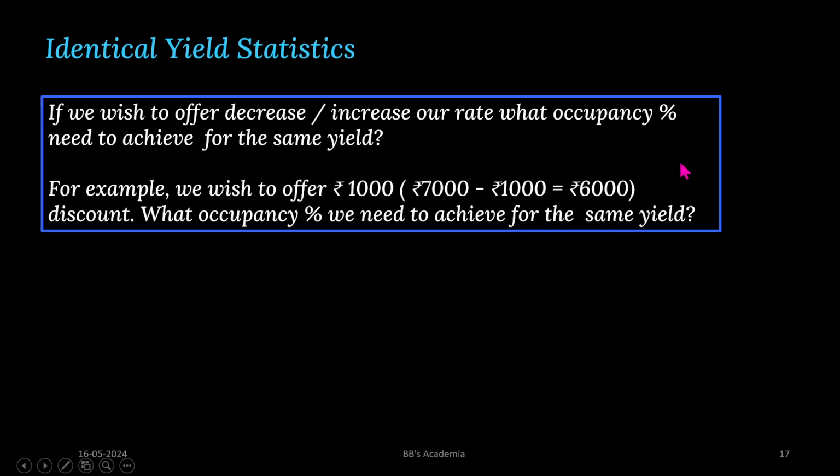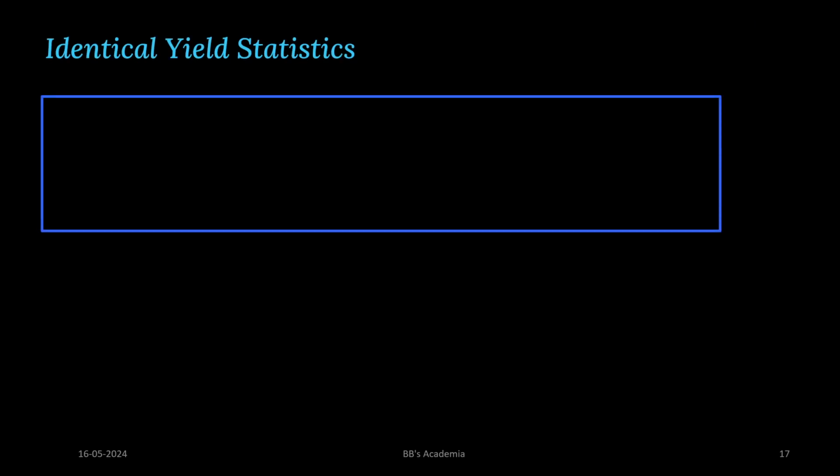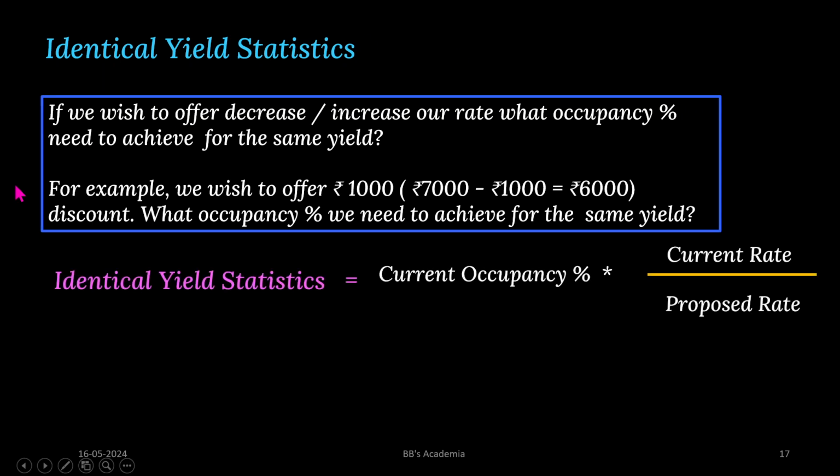You got the situation now. Our previous yield was what? Remember this, 57%. Now we are giving another situation. For example, we wish to offer 1,000 rupees discount. What occupancy percentage do you need to achieve for the same yield? So what occupancy percentage has to be increased or decreased, that we will see. That will be calculated through identical yield statistics: your current occupancy percentage multiplied by current rate divided by proposed rate.